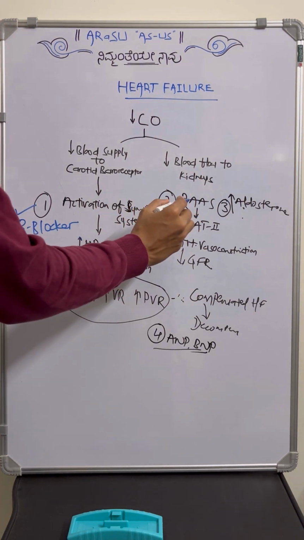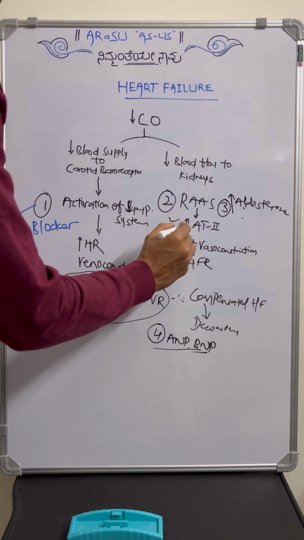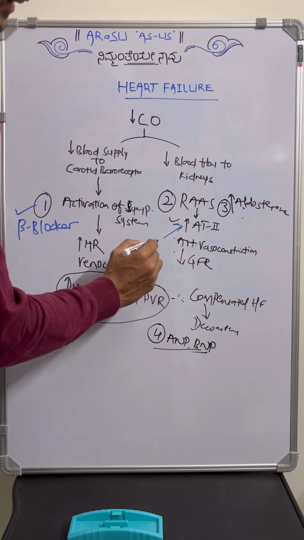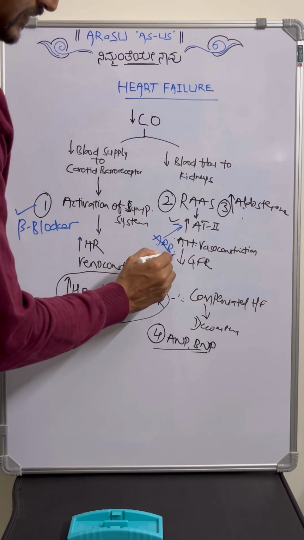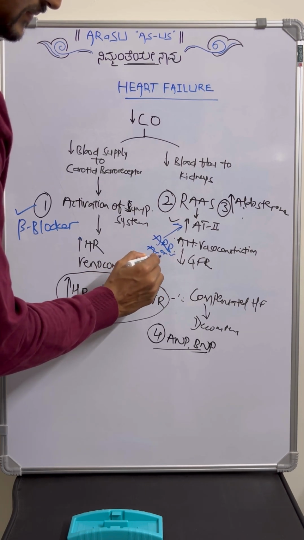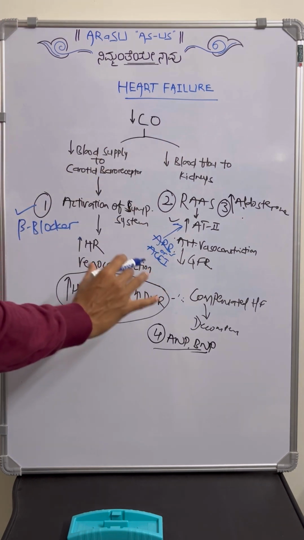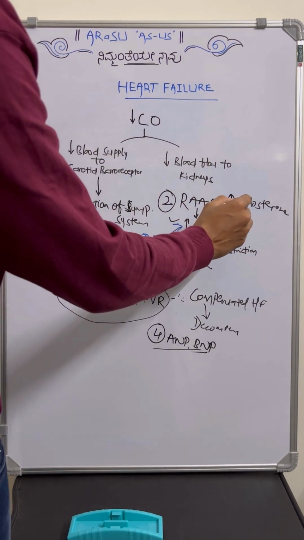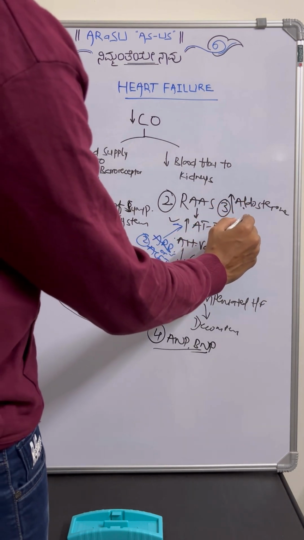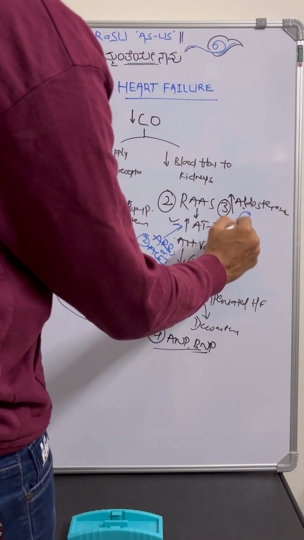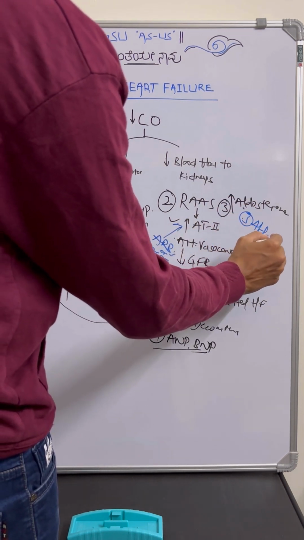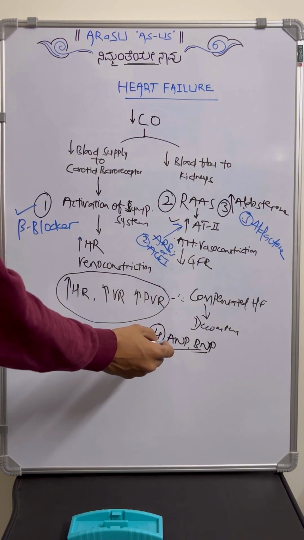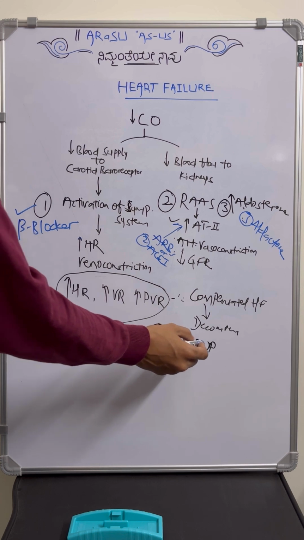Next one is, we have to target RAS. So for that, angiotensin 2 receptor blockers, that is ARBs or ACE inhibitors, should be there in the list of medications of heart failure. This is number 2. Third one is aldosterone antagonists, that is aldactone. So third one is aldactone, that is aldosterone antagonist. Fourth one is, we have to maintain ANP and BNP levels.